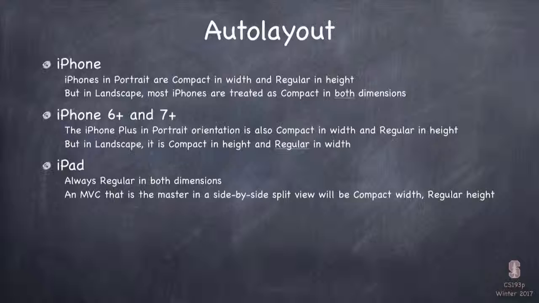Okay, both width and height is always regular, but that's only for view controllers that are taking over the whole screen. If you're a view controller, like I said, in the master of a split view, you're compact width, regular height. Okay? Or if you're a multitasking MVC that comes out from the right, you all know about multitasking on the iPad hopefully, you can drag the thing out from the right and pick another app and have two apps running side by side. Well, when you pull that thing out, that's also going to be a compact width, regular height. Okay?